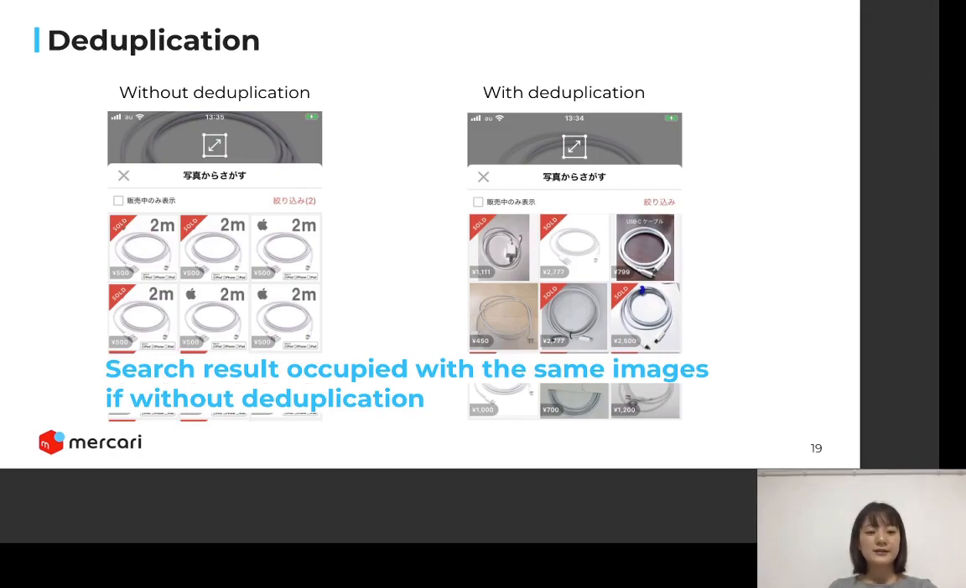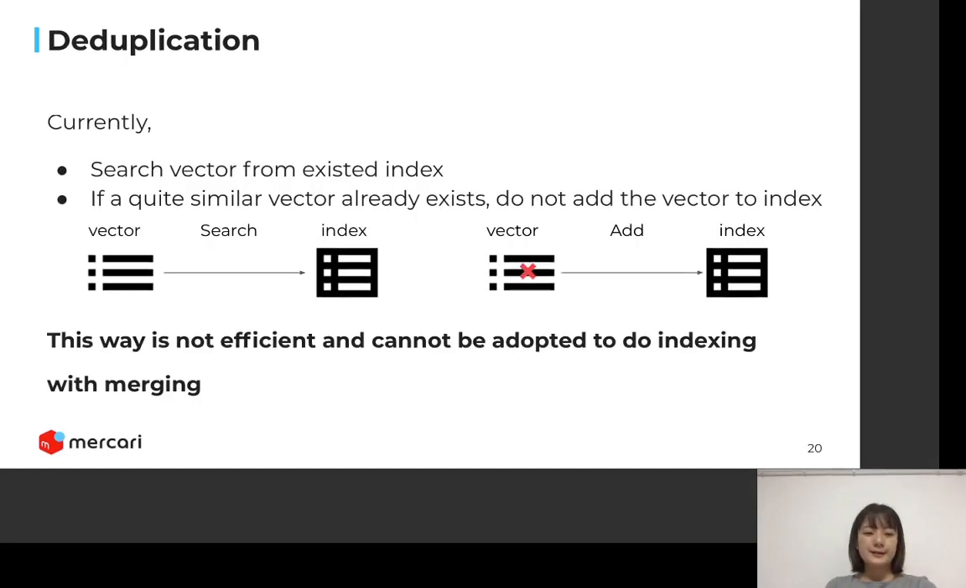Therefore, the same image is deduplicated, so that it is not included in the index more than a certain number of times. Previously, deduplication was implemented by searching the index for the vector before it was added to the index, and not adding it if a similar vector already existed in the index. This method was very time-consuming because the index could only be added in small batches, and it had to be searched one by one.